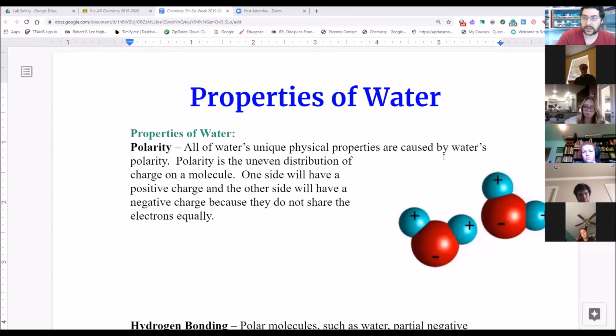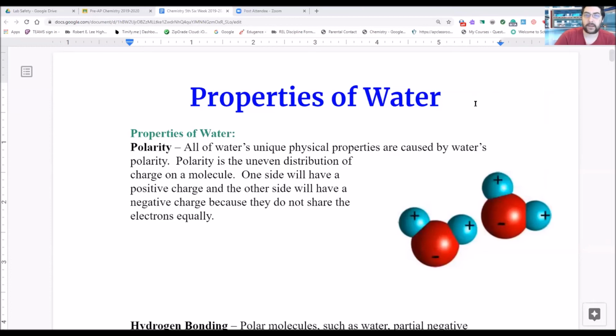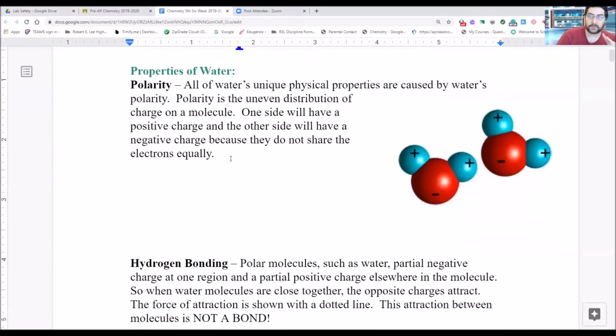Okay, so we're just going to go back and look at the properties of water. Real briefly, we talked about two main categories for properties of water. The first one was the polarity. We said water is polar. That means that it has a positive end and a negative end. Hopefully you remember that. Because there's a positive and a negative end, that means that water is a charged molecule, partially charged. And we said likes dissolve likes.